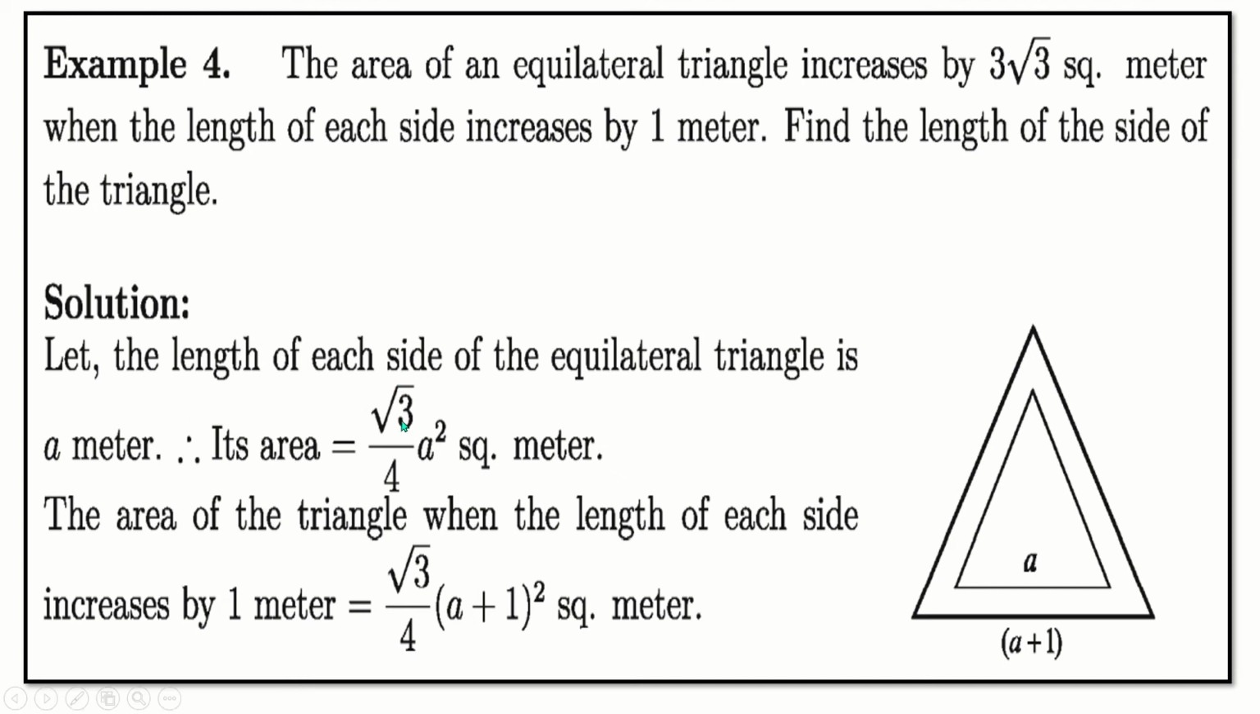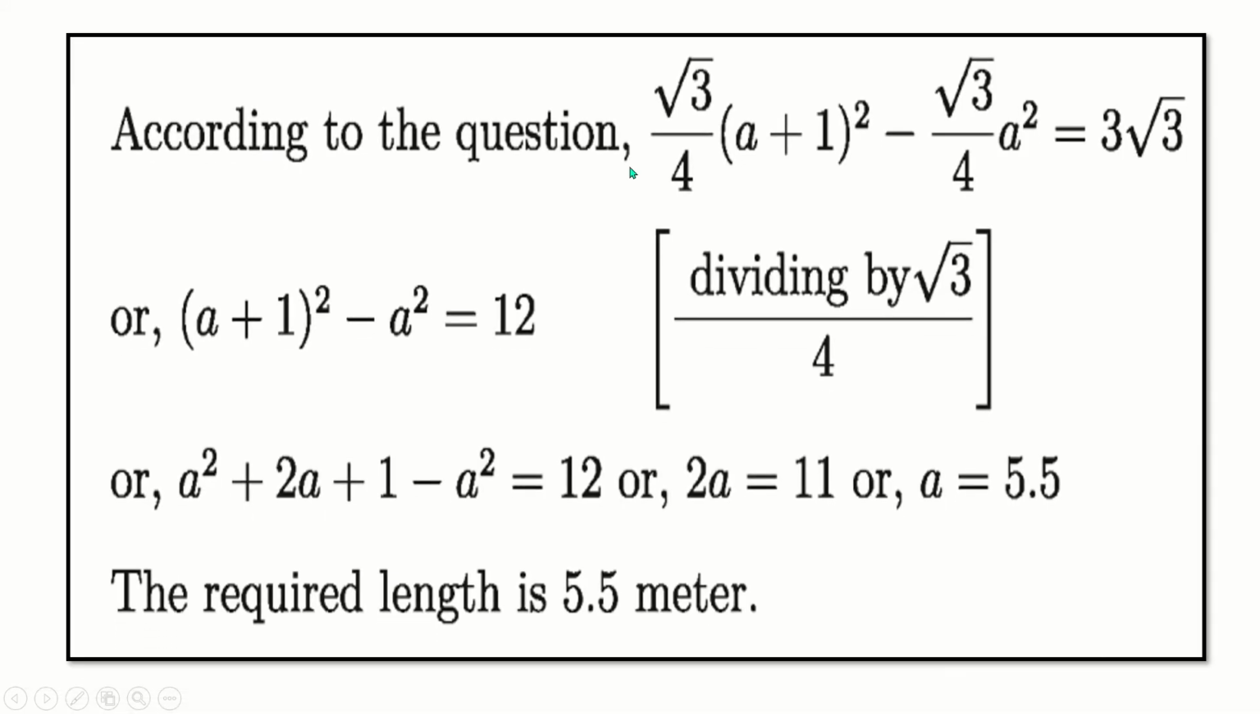This is the original area and this is the increased area. So the required condition will be this minus this equals 3 root 3. That means according to the question, new area minus previous area equals 3 root 3. Now follow. This is the new area and this is the original area. This subtract this will get this.